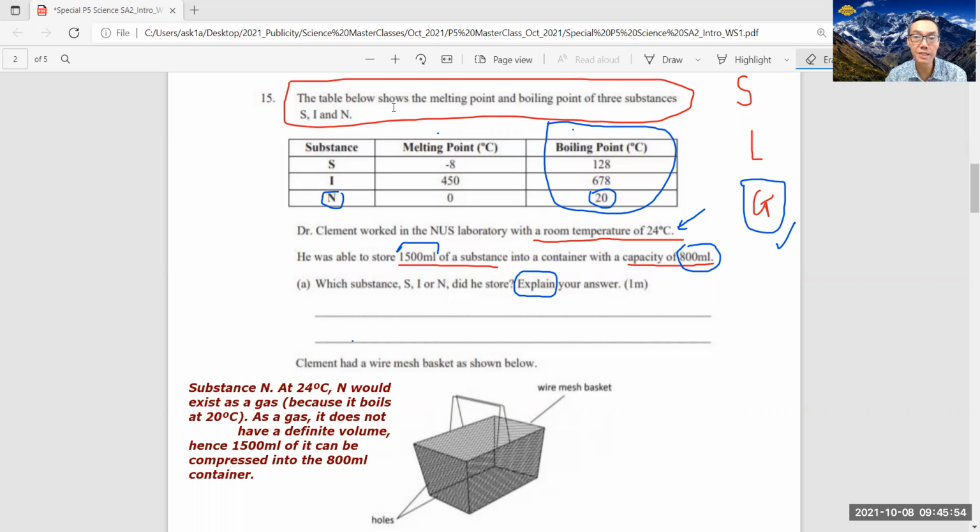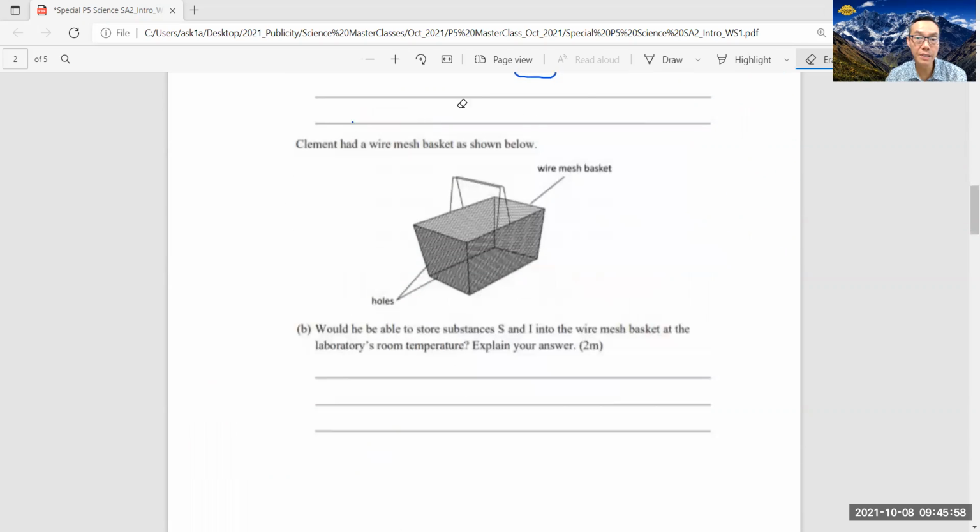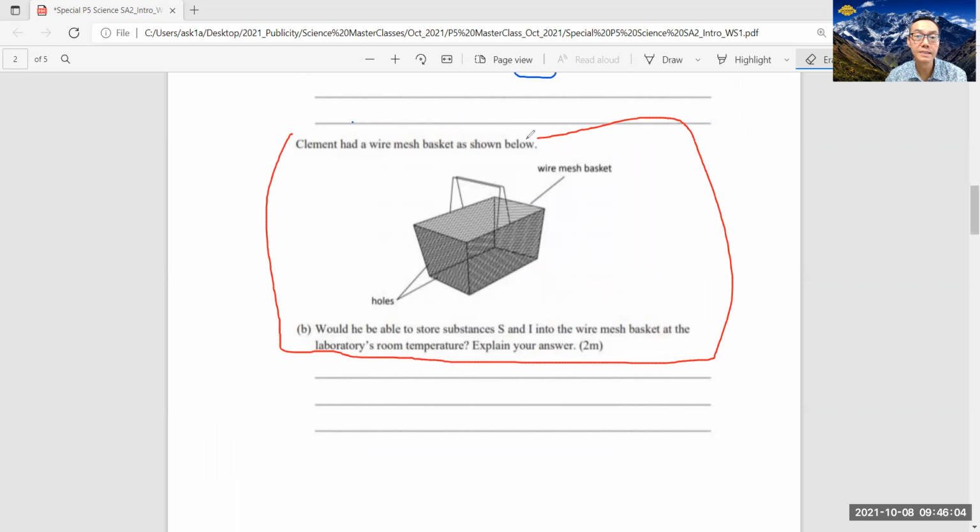Next question. A clear screen. Anna, can you help me read this part from here? Clement had a wire mesh basket as shown below. Would he be able to store substances S and I into the wire mesh basket at the laboratory's room temperature? Explain your answer. Okay, thank you.